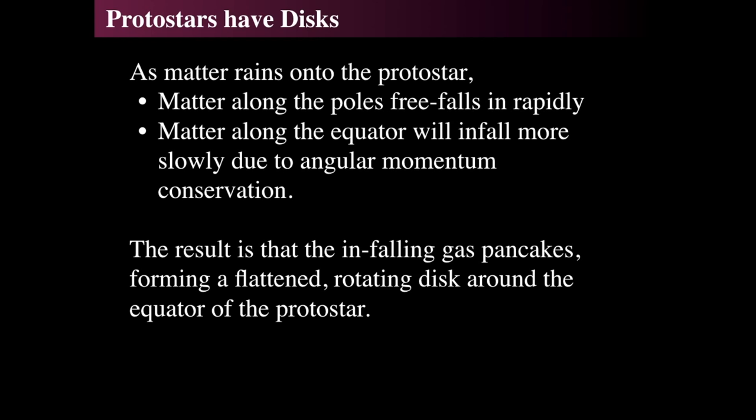As they rotate, they have a preferential rotation to the gas, so it collapses along the rotational axis, and then matter can fall along the poles of this rotation axis of a big disk. Matter along the equator falls in slowly because it's rotating around, and it takes time to lose that rotational energy. So it can fall along the poles, but it'll spin along the equator. The result is that the infalling gas looks like pancakes, so you get these flattened disks around the equator of a protostar.